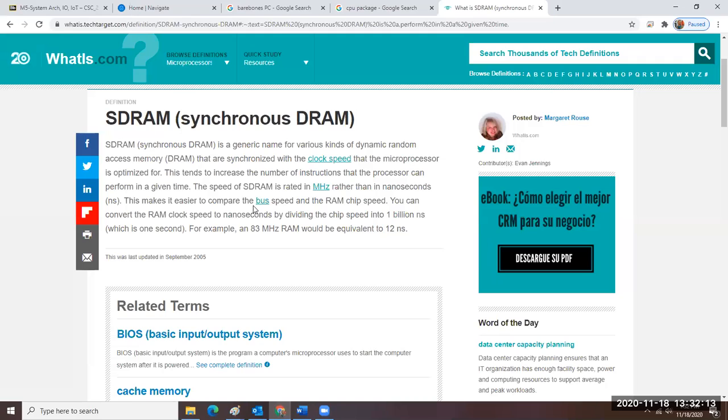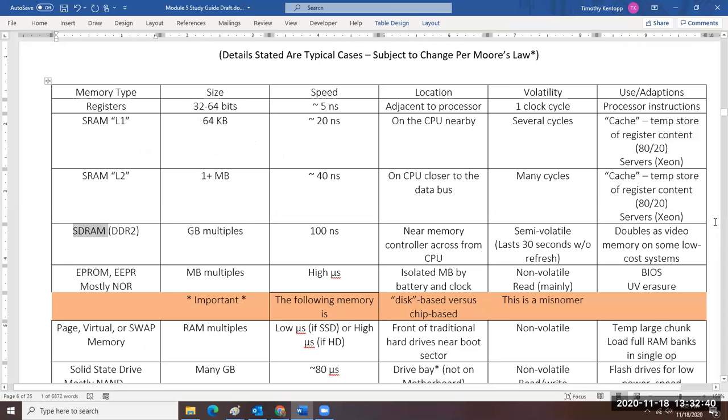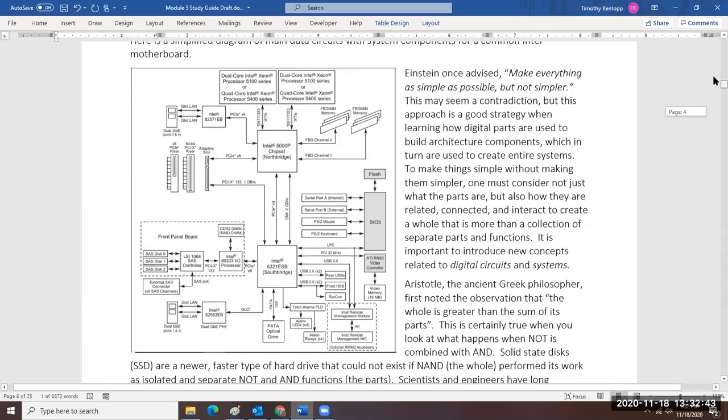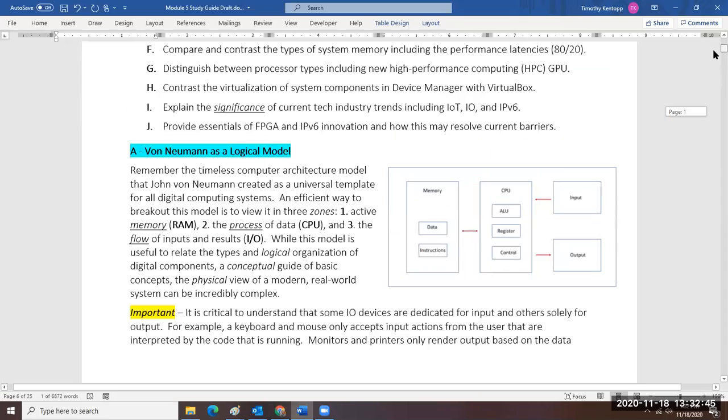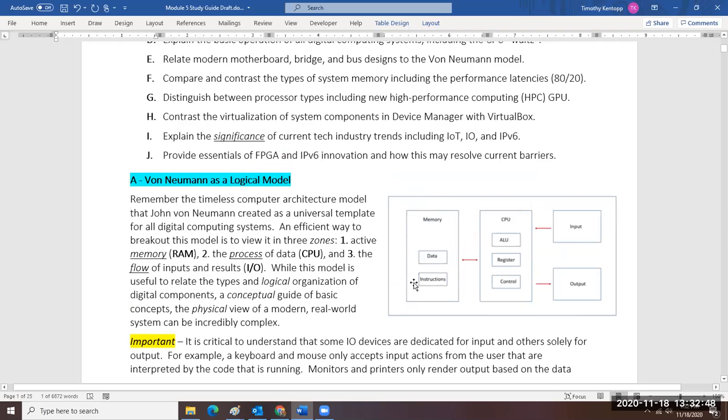So you do have different types of dynamic RAM. DRAM stands for dynamic RAM. And the S stands for synchronous. I suppose you have asynchronous RAM and all this kind of stuff. But the point is, the most common form of RAM, random access memory, volatile memory, is SDRAM.